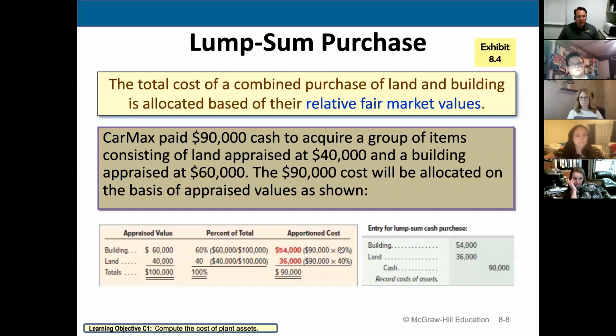And then we apply that percentage to the amount we actually paid. So we would say, okay, we paid $90,000. Then the land we'll record at 40% of the $90,000, which is $36,000. And the building we'll record at 60% of the $90,000, which is $54,000. So you might see some problems like that. And again, all you're doing is breaking out the actual price you paid by the apportioned rate of the appraised value of the assets, because that's all you really can do, right?